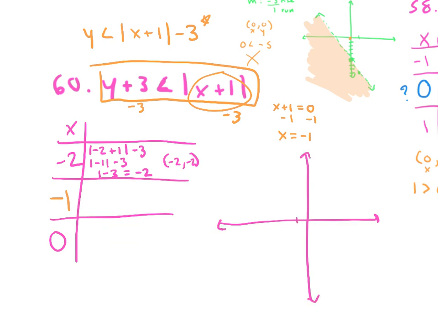So we go to the left 2 and down 2. Put a point there. Next we plug in negative 1. So we have the absolute value of negative 1 plus 1 minus 3. What's negative 1 plus 1? And what's 0 minus 3? Negative 3. So what's our point here?